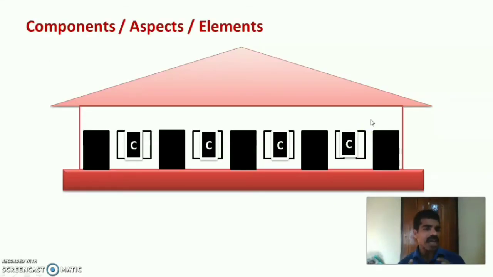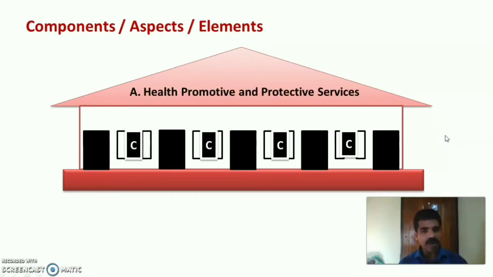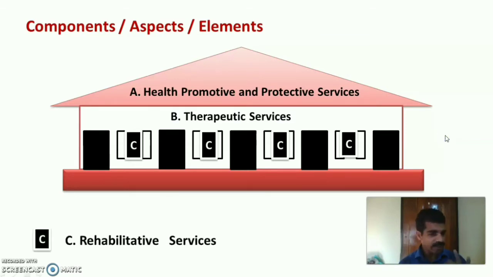Broadly, the components or aspects or elements of school health services can be classified into 4 important areas. They are health promotive and protective services, therapeutic services, then rehabilitative services, and last one is school health record. So the elements of school health program broadly can be classified into 4 different areas: health promotive and protective services, therapeutic services, rehabilitative services and maintenance of the school health record.